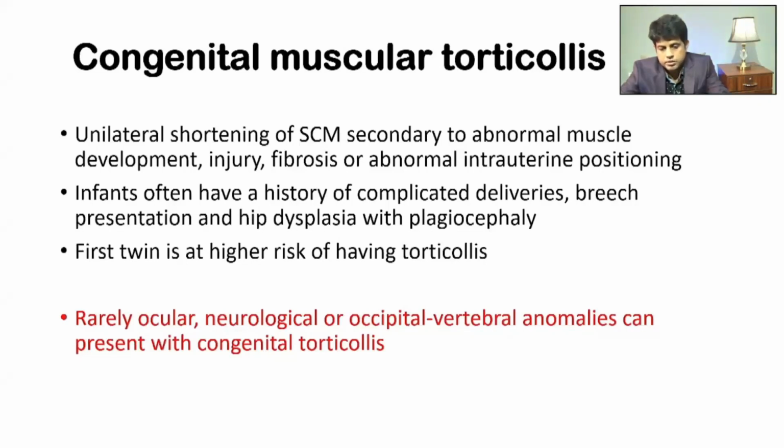Although congenital muscular torticollis is the most common cause of torticollis seen in a neonate or a newborn, rarely ocular causes, neurological and occipital vertebral causes can present with congenital torticollis. Therefore, it is very important to think laterally and do a detailed assessment to rule out other associated problems in children presenting with torticollis if your neck examination is completely normal.